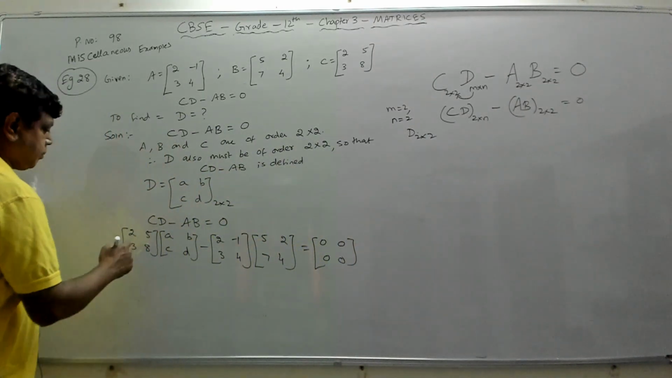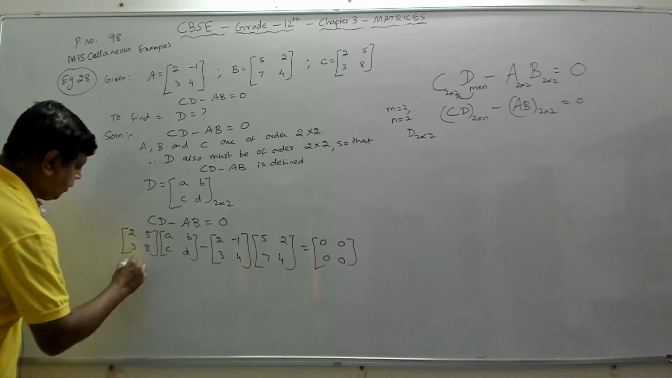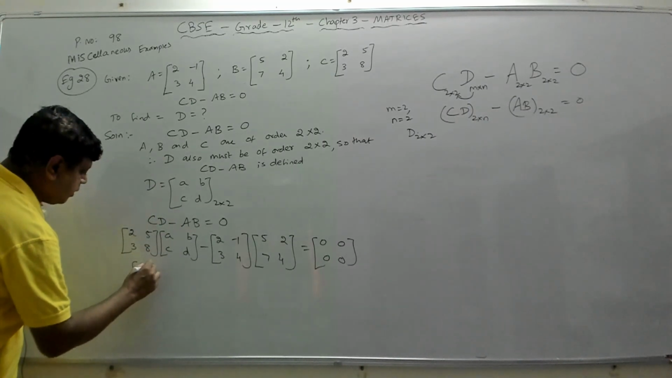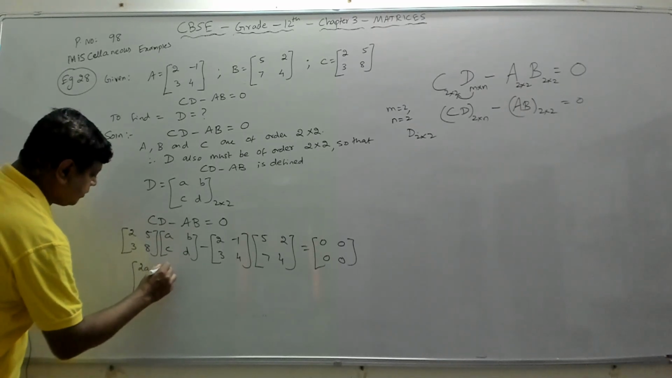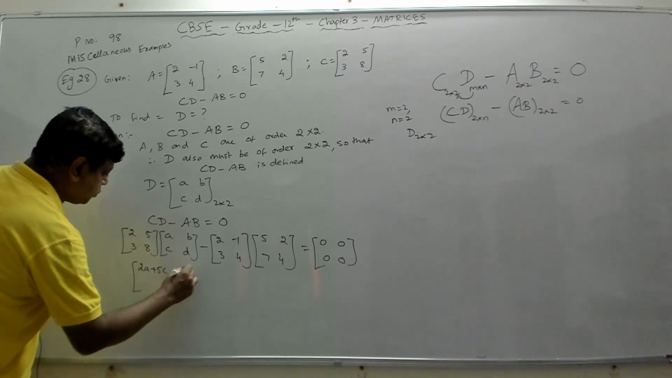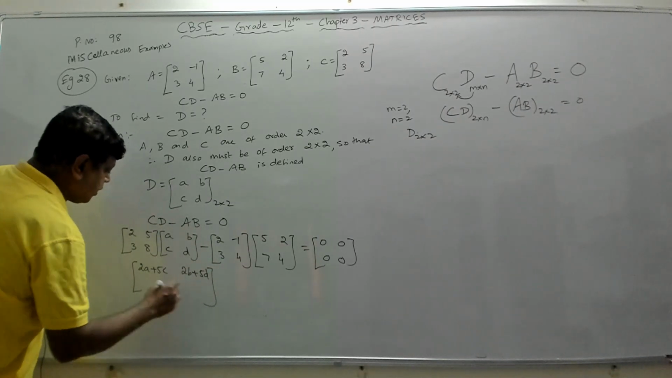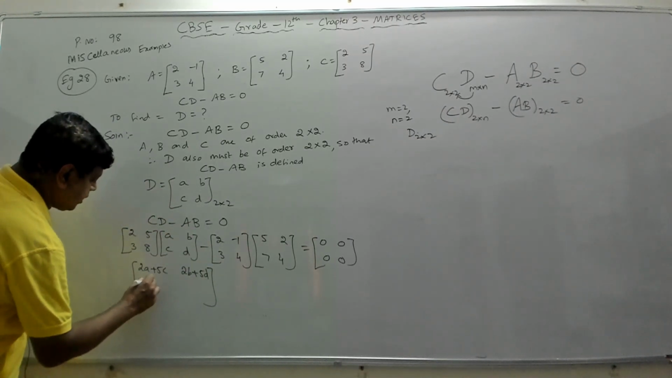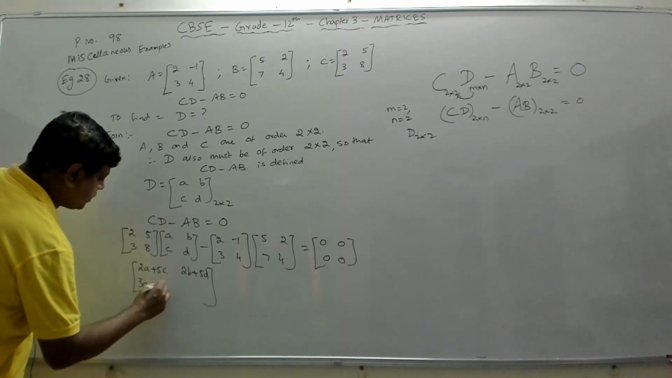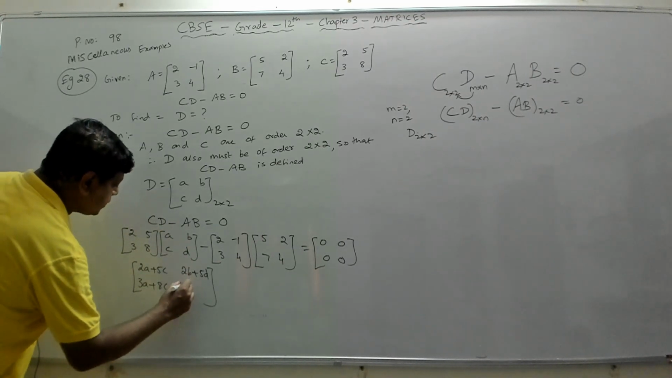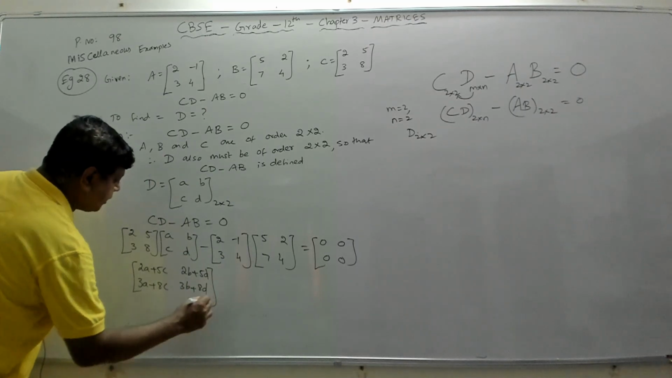Fine. Now let's multiply these two. So 2 into A is 2A, 5 into C is 5C. Again, 2 into B is 2B, 5 into D is plus 5D. Again, 3 into A is 3A, plus 8 into C is 8C, then 3 into B is 3B plus 8D.